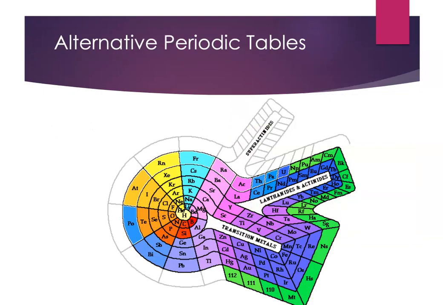Now, there are a lot of other periodic tables. Here's one that starts with a circular pattern, and then the transition metals sort of go off and do their thing. But you'll see, if you look carefully, that the noble gases are still all together. The alkali metals are still all together. The alkaline earth metals are still all together in the spokes of the wheel. So this is a different representation.